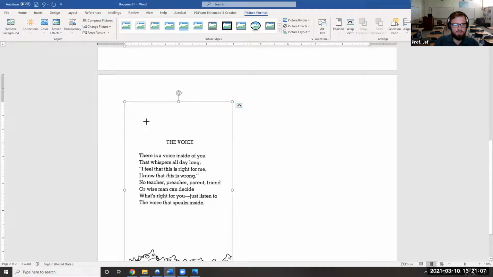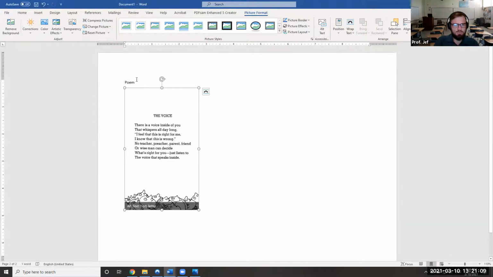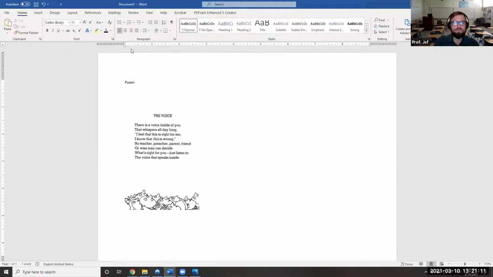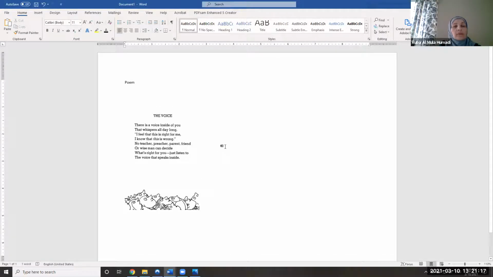Right, and so there it is on one side. So there's the poem. And then if you want columns, how do you do columns, Ruba? Do you use the ruler up here? Or how do you form columns?